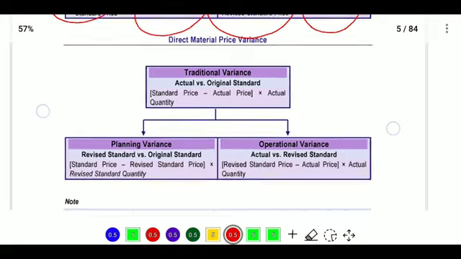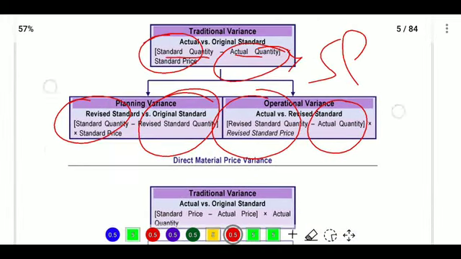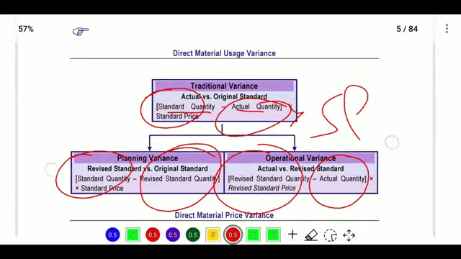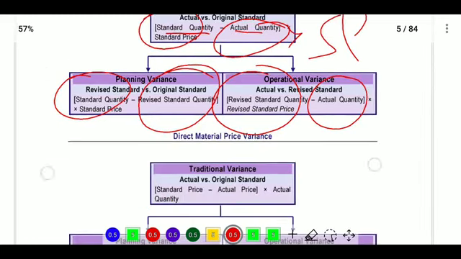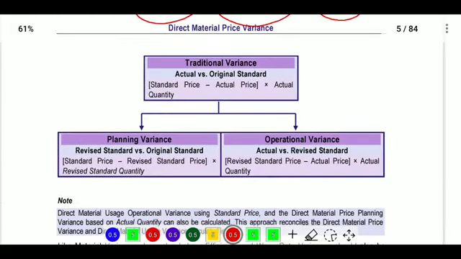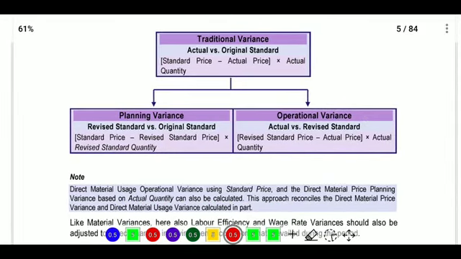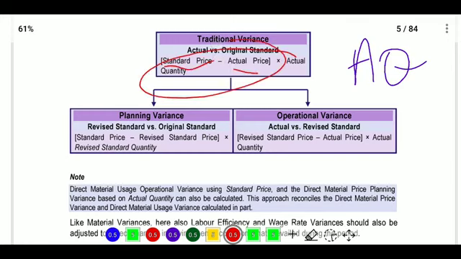Next, direct material variance, where we will see direct material usage, so quantities. Now material price means we will see the price is different. For the price difference we will multiply with quantity. What quantity will we take? Quantity means always actual quantity. Traditional variance, which price will we take? Standard price will come. So standard price minus actual price into actual quantity.